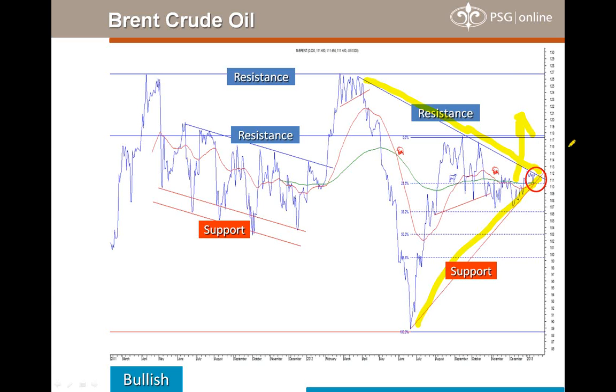So we can see we're trading just above those moving averages. We're calling it bullish still. So it's an important turning point, either breakup or breakdown. We anticipate more on the upside.